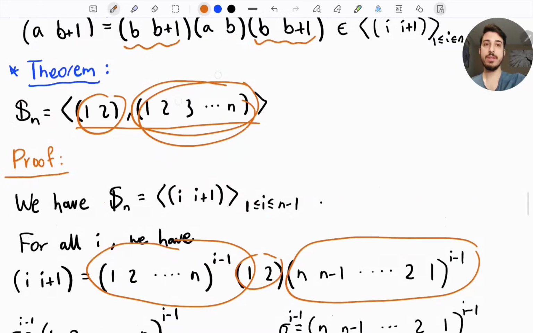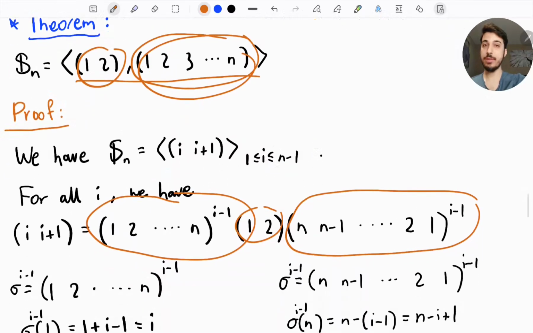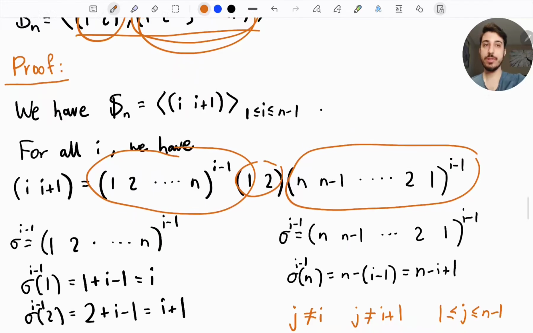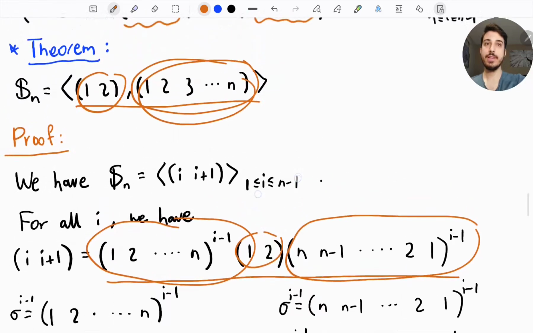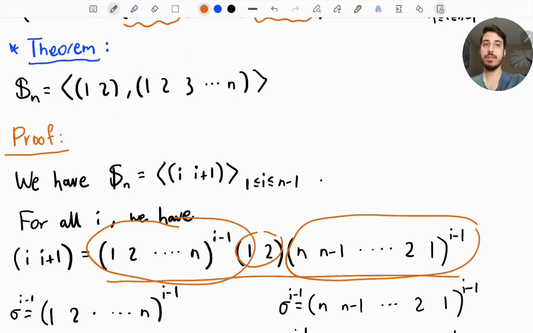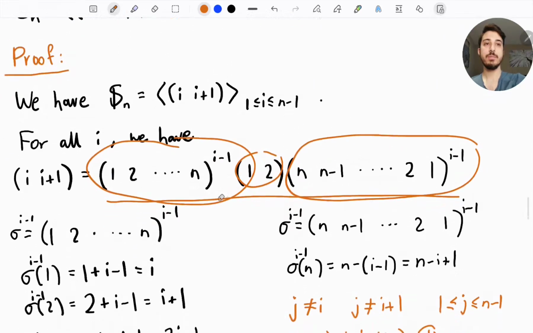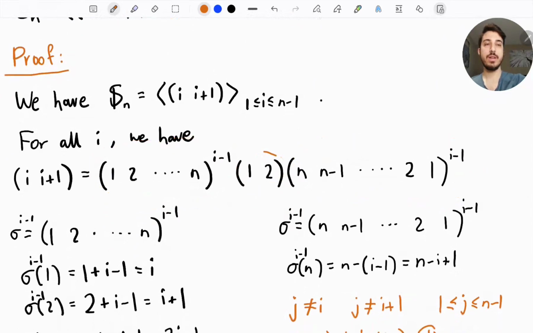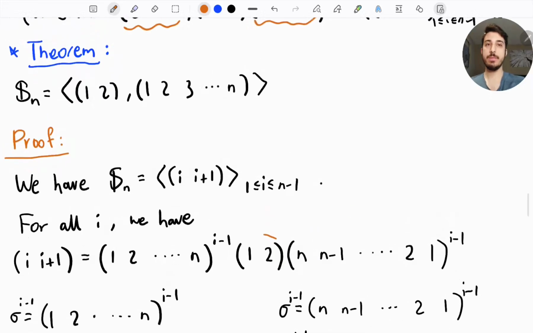And therefore, because Sn is generated by consecutive transpositions, and each consecutive transposition is in this form, then we can say that Sn is equal to the subgroup generated by (1 2) and (1 2 3 all the way to n), completing our proof of this magnificent theorem.